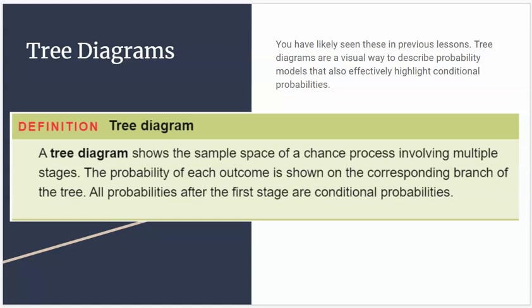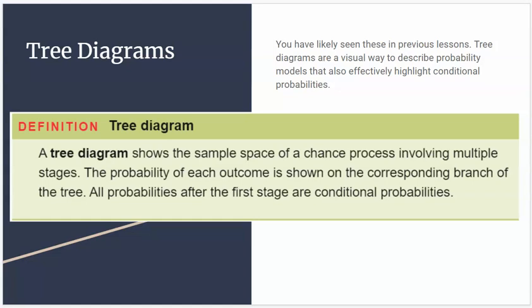So that's why we waited till now to really show them, although you've probably seen them being used here and there. But it basically shows you the sample space of a chance process where there are multiple stages. Think drawing 2 cards in a row, rolling 2 different dice, flipping a coin over and over again. Those kinds of experiments you can model with this tree diagram probably a lot easier than just listing all the possible outcomes. Another thing to note is that all probabilities after the first stage, the first little branch, are conditional. So keep that in mind as we move forward.